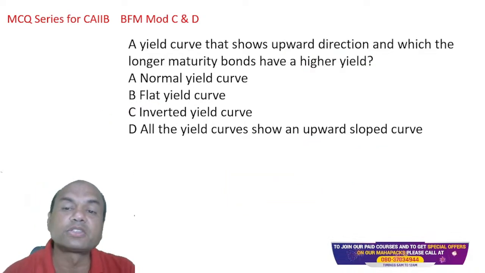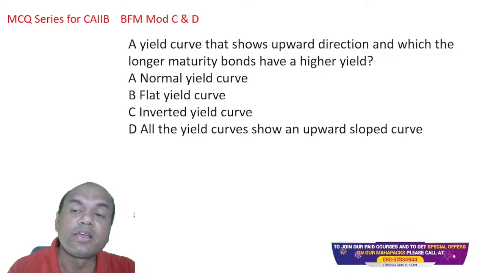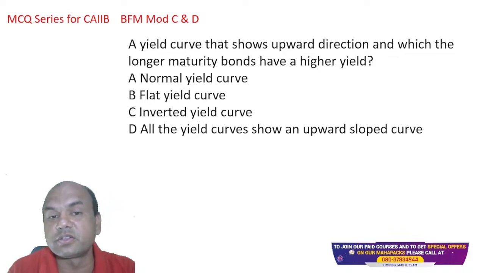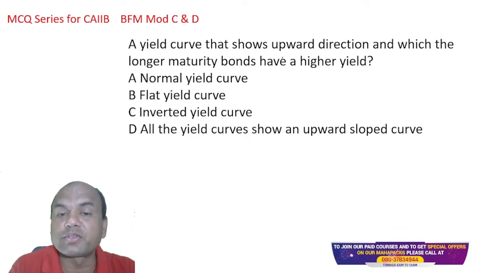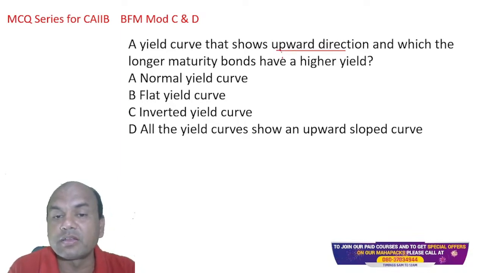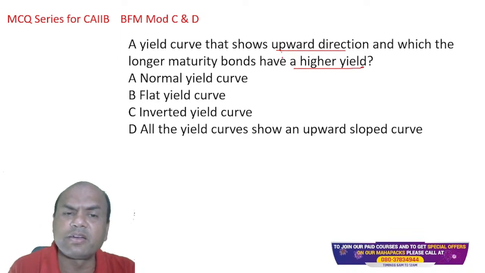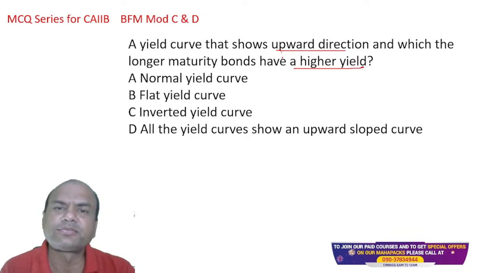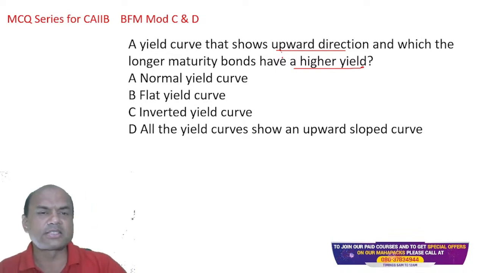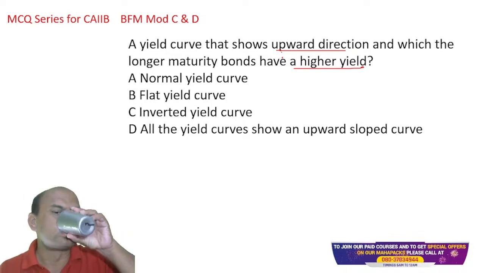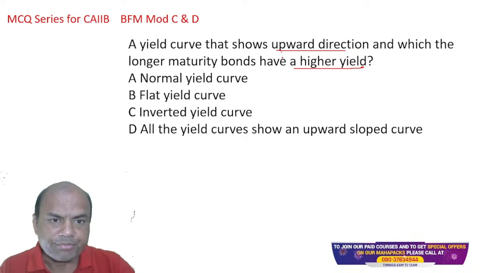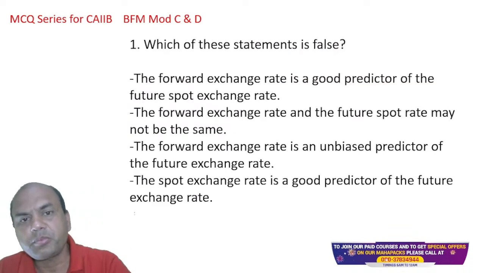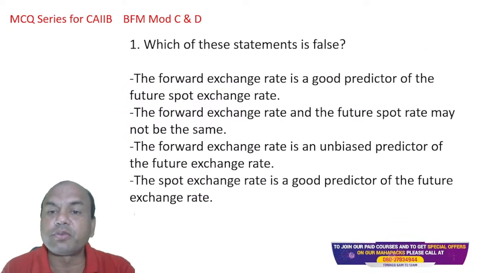A yield curve that shows upward direction and in which long maturity bonds have higher yields is known as. So if any yield curve is showing upward direction and long term bonds are having higher yield, we just saw it, isn't it? What is the answer? A, B, C or D? Type it in the comment section. Correct? Normal.